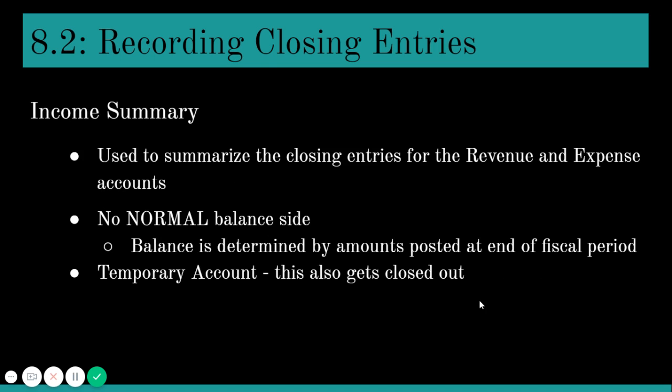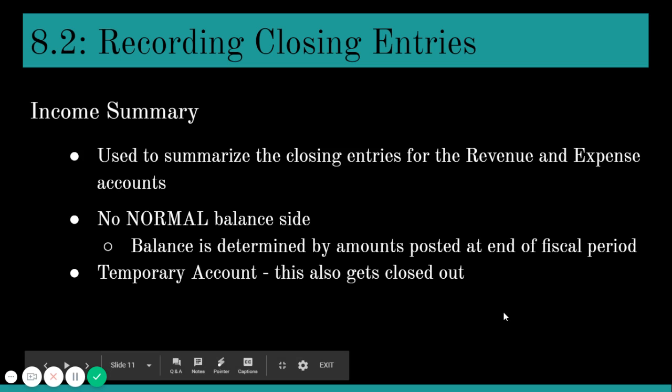Income summary is used to summarize the closing entries for the revenue and expense accounts. Normal balance side: the balance is determined by amounts posted at the end of the fiscal period. Temporary accounts, this also gets closed out.